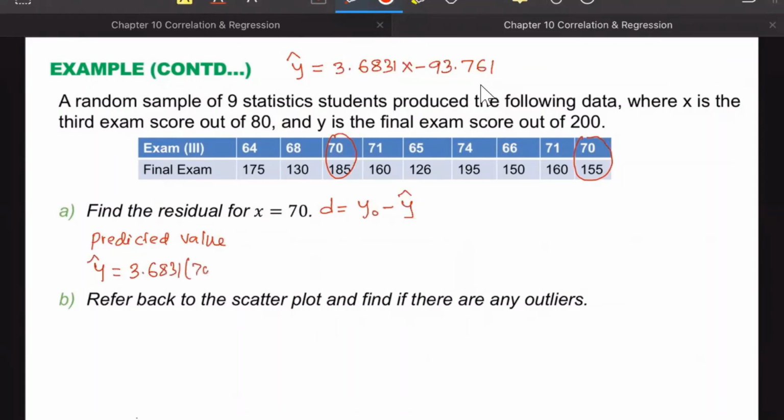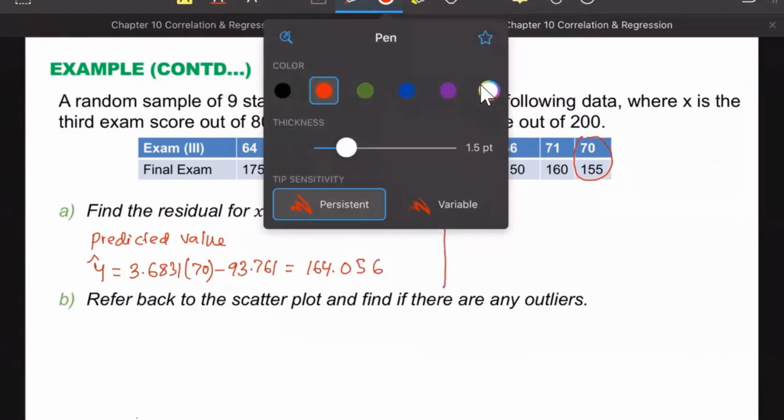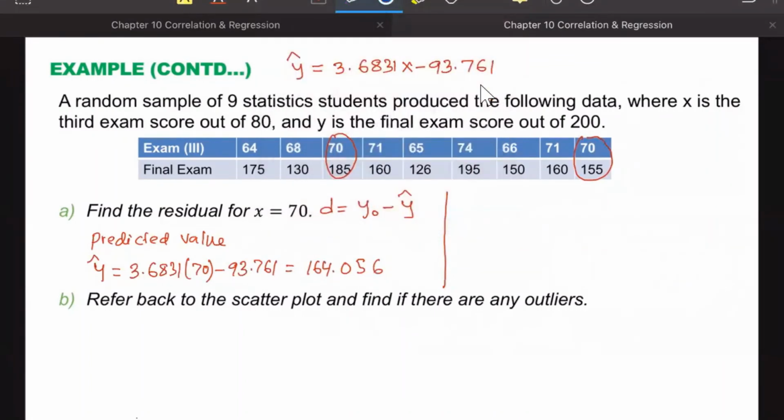Predicted value y hat is equal to 3.6831 times 70 minus 93.761. Please type that in your calculator and check what you get by plugging in 70. I got 164.056. I hope you got the same value. Did you get it?